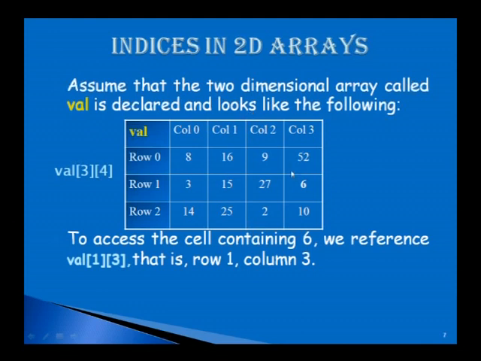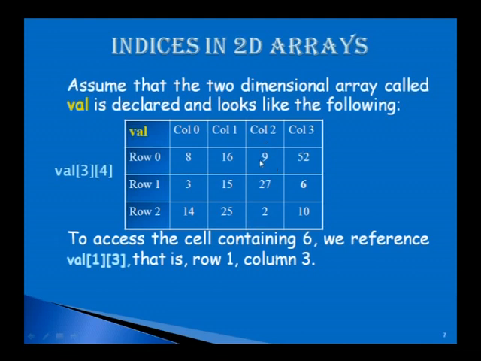Assume that we have a matrix called val, which consists of 3 rows and 4 columns. So, here this is the matrix and we have 3 rows: 0, 1 and 2, and columns 0, 1, 2 and 3, that is 4 columns. If you want to access this particular element in your array, how are you going to access it through our array subscripts?